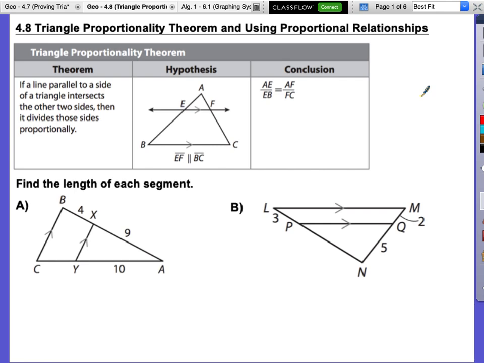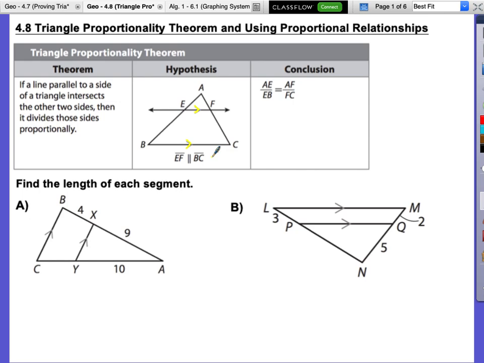Triangle proportionality theorem says if a line parallel to a side of a triangle intersects the other two sides, then it divides those sides proportionally. Let's look at this, break down what it means. So if a line, line EF right now, is parallel to a side of a triangle, you might not be able to see it very well, but it shows that it's parallel to the side BC, and it says that right down here as well.